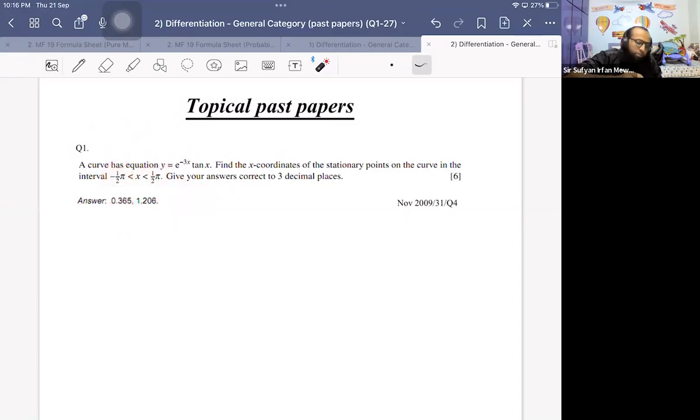So a curve has equation y equals e power minus 3x times tan x. Find the x coordinates of the stationary points on the curve in the interval minus pi by 2 to pi by 2. Give your answers correct to 3 decimal places. So what we need to do? Firstly, we are going to differentiate it. How can we differentiate it? Which rule do we have to use?